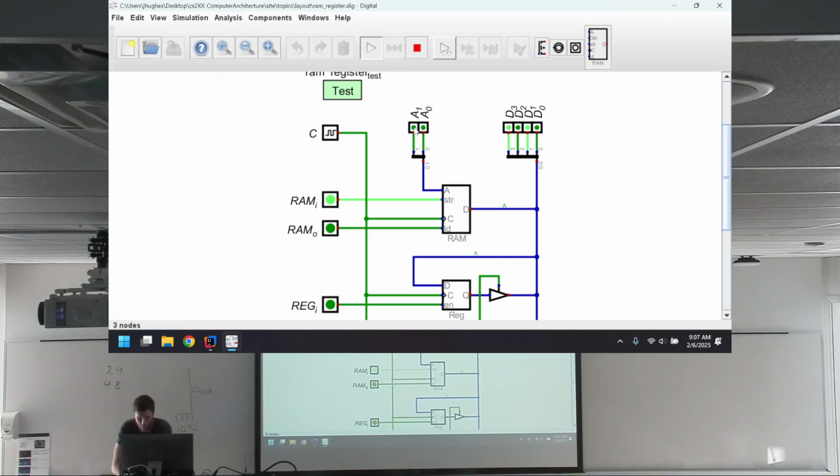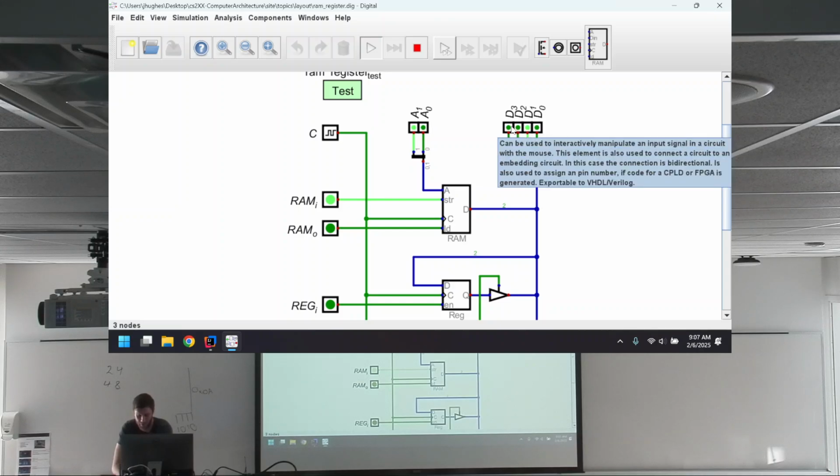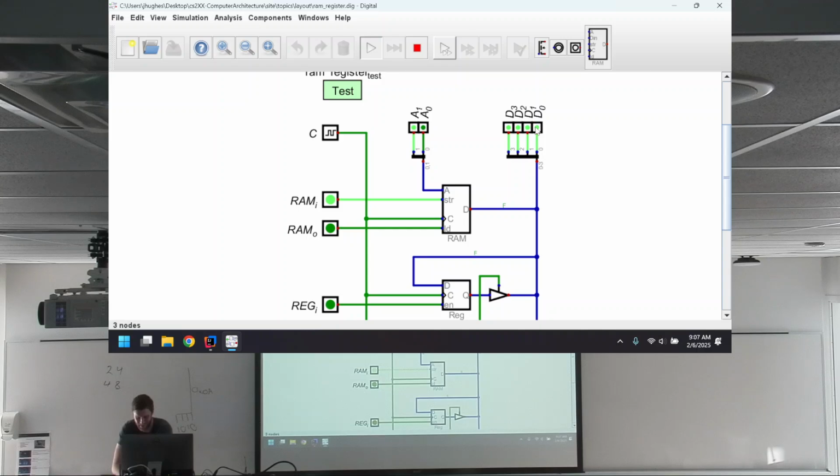And then what do we want to put in address 2? Let's put in 15, okay. Address 2, clock pulse. And address 3, there, we'll do, what number is that? 9, right? Clock pulse, cool. So now, I'll turn that off.